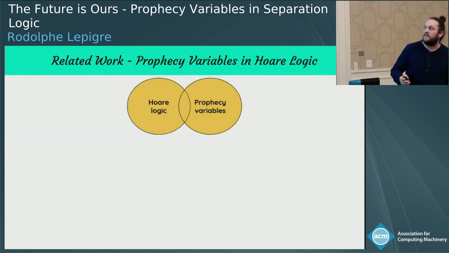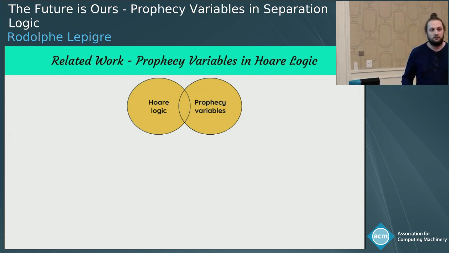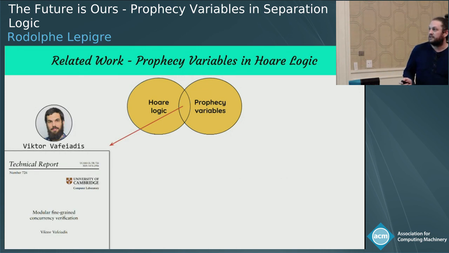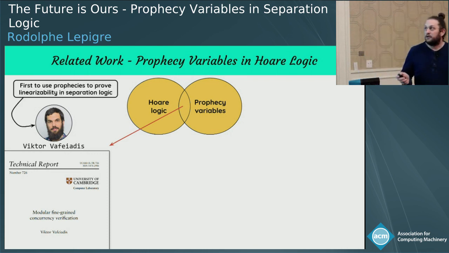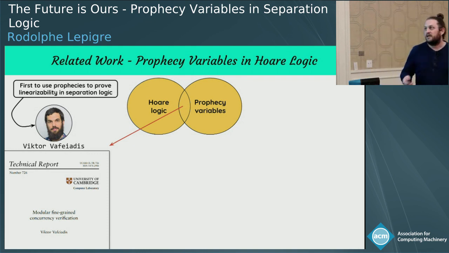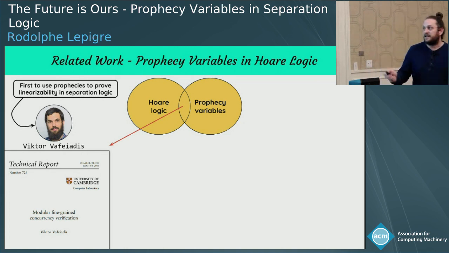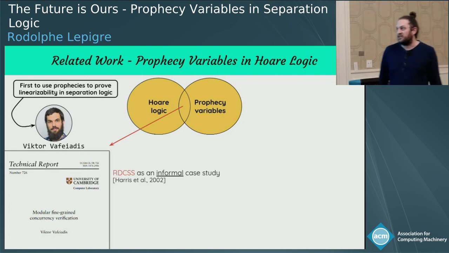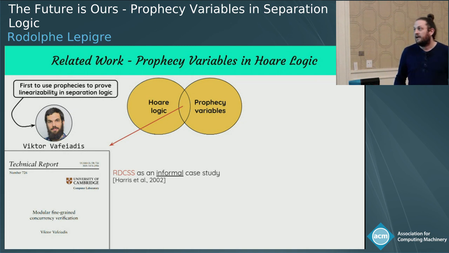So if we look at the intersection of whole logic and prophecy variables, there are actually only two pieces of prior work that we are aware of. The first of them is the PhD thesis of Victor Vafagades, who was the first to use prophecies in separation logic, precisely for proving linearizability of these tricky data structures that have a future-dependent linearization point. He applied this technique to exactly one case study, which is the RDCSS data structure of Harris et al.